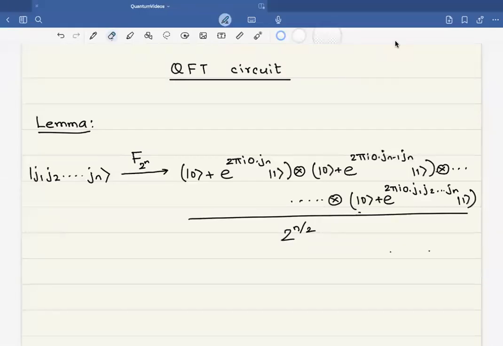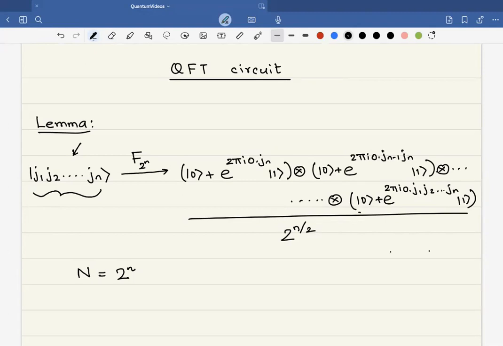Hi, in this video, we'll talk about the quantum Fourier transform circuit. The circuit will be based on the lemma that we did last time, and the lemma is on the screen. Recall that in the Fourier transform on a capital N dimensional space, where capital N is equal to 2 to the power n, little n is the number of qubits. In this qubit representation of the basis vector, the Fourier transform acts in the following way. It takes this product state to another product state, which we see on the right-hand side.